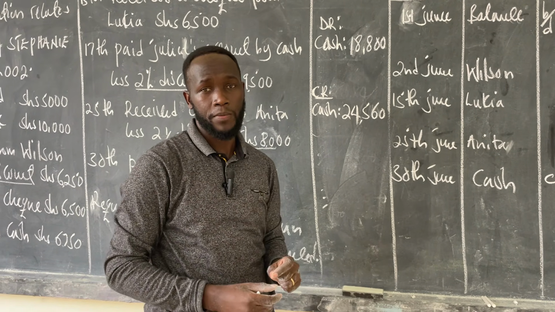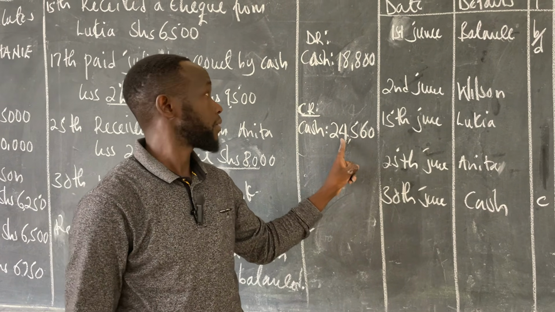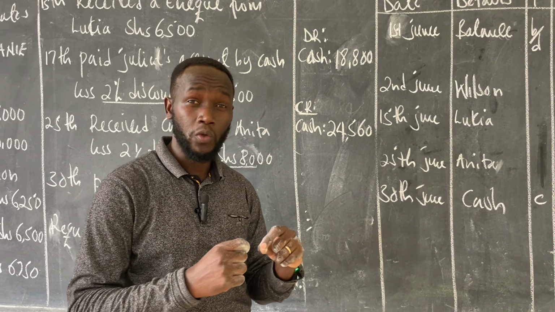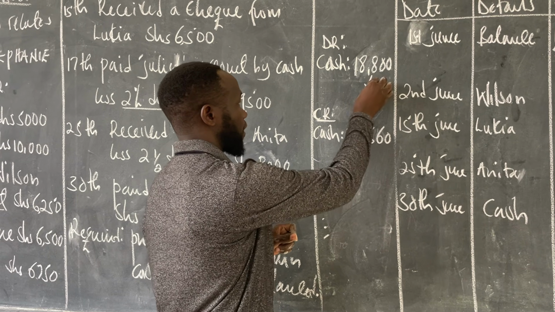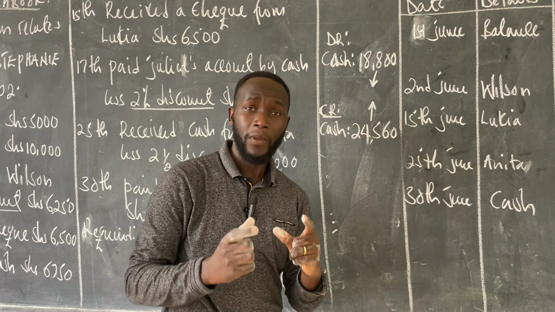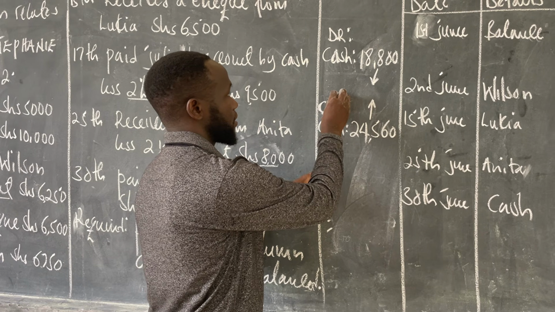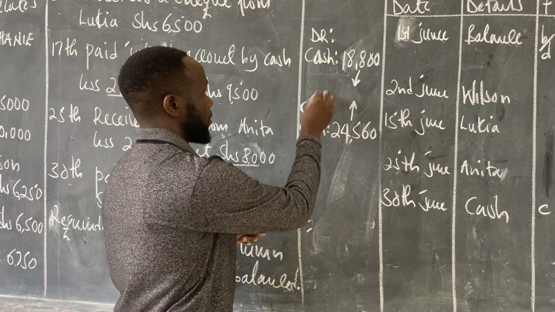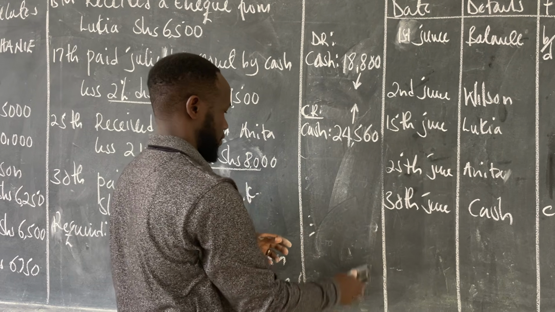We are balancing a three-column cash book. And we started with only the cash column. After getting the totals of cash on the credit and of cash on the debit, get the difference between these two totals. How much is the difference between the two figures? It's 5,760.